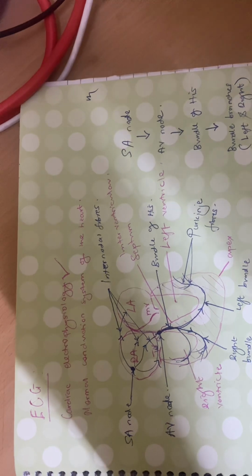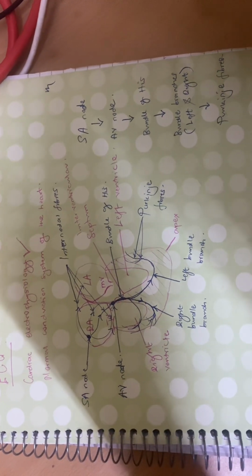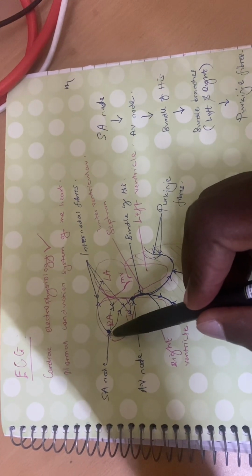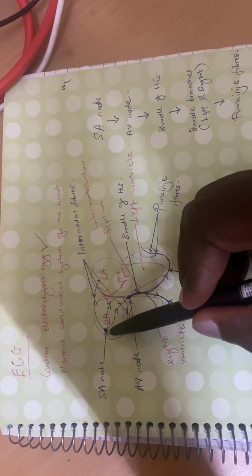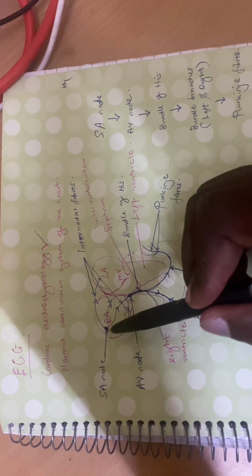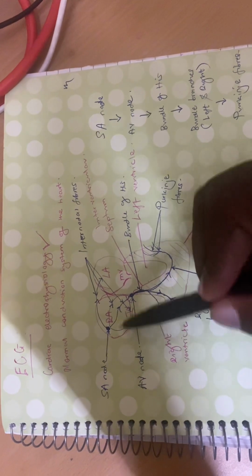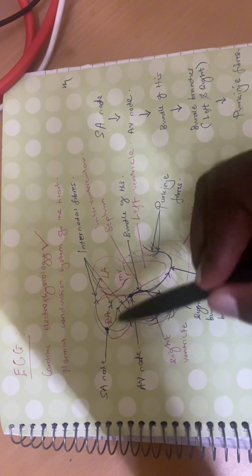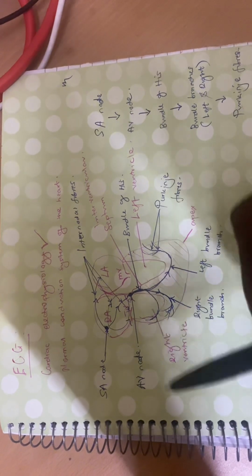So again, in the normal heart, the SA node, this one, will act as the pacemaker. What is a pacemaker? A pacemaker is any tissue that can generate impulses that determine the heart rate.